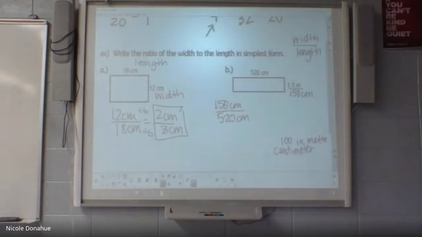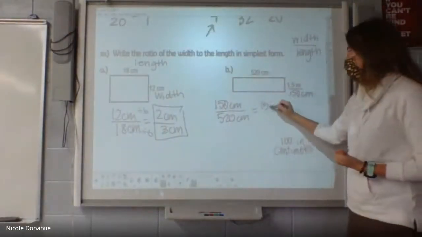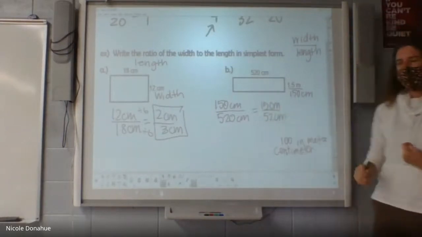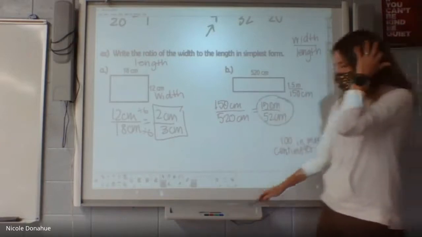Now, anytime they both have zeros, I just divide by 10. You get 15 centimeters over 52. Now that seems like something you should be able to divide out of that, but 52 is not divisible by 3. So I think that's it.